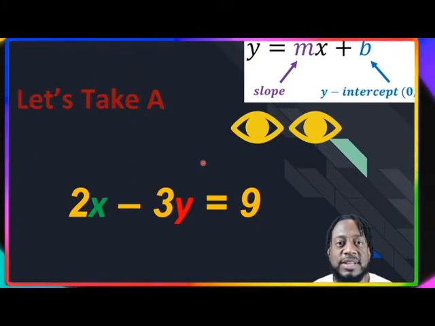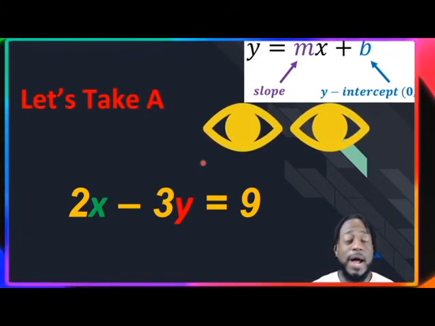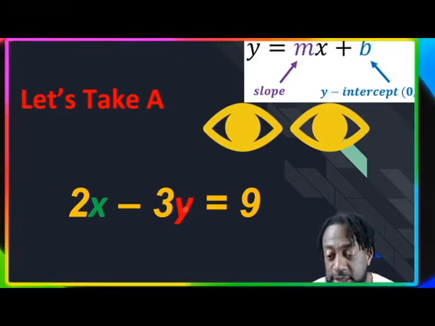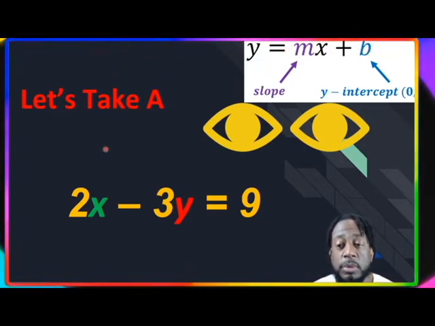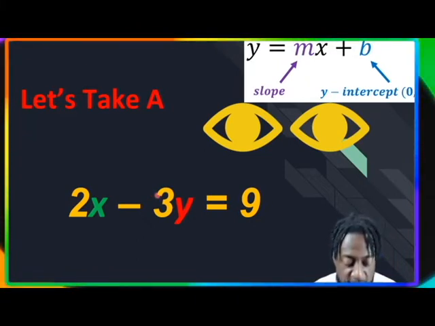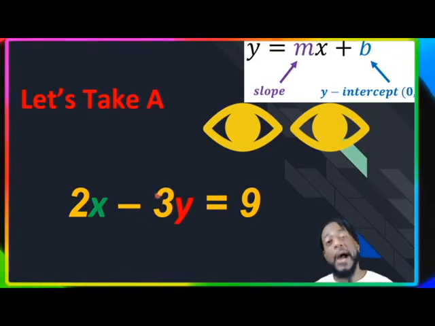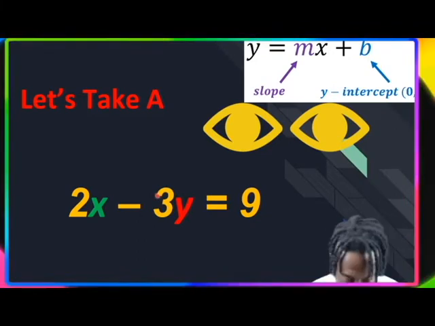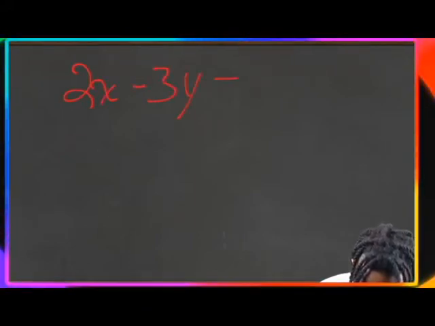Now, let's take a look at another one. This scenario is a little different. Why is it different? Because this is not in y equals mx plus b form. If it's not in y equals mx plus b form, guess what you have to do? Put it in y equals mx plus b form, right? So we got 2x minus 3y equals 9.